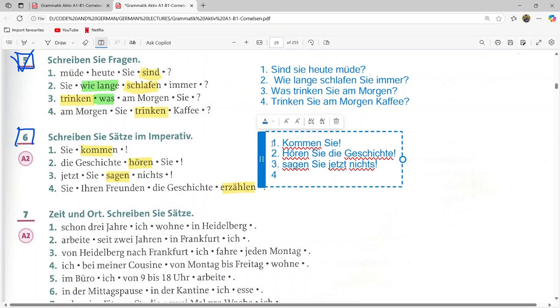Last one, verb is erzählen, so erzählen Sie Ihren Freunden die Geschichte.